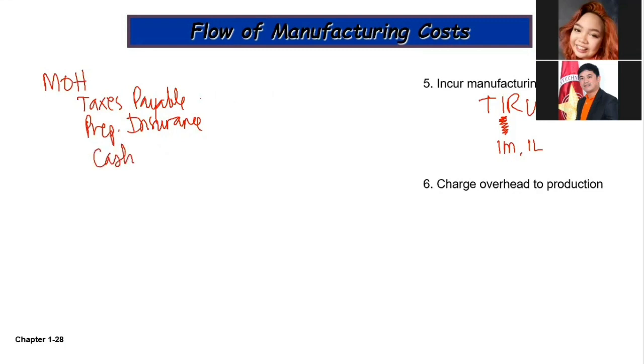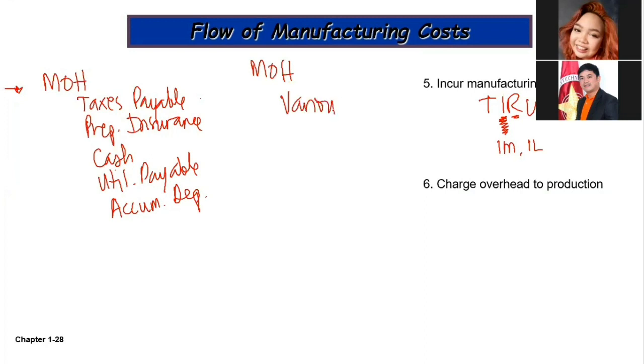Ano pa yung iba? Credit cash minsan. Bakit cash? Kasi nagbayad ka ng rent for cash. Dinerecho kasi natin sa manufacturing overhead yung transaction. Ano pa? Utilities payable. Ano pa? Accumulated depreciation. Ayan. Kaya minsan makikita mo sa libro, debit MOH and credit various accounts kasi ang daming pwedeng manufacturing overhead na mai-incur.